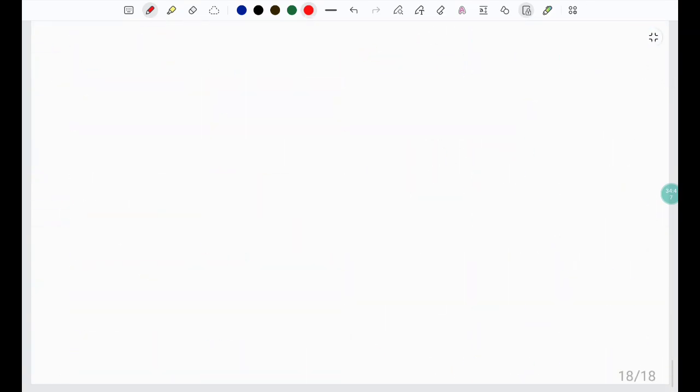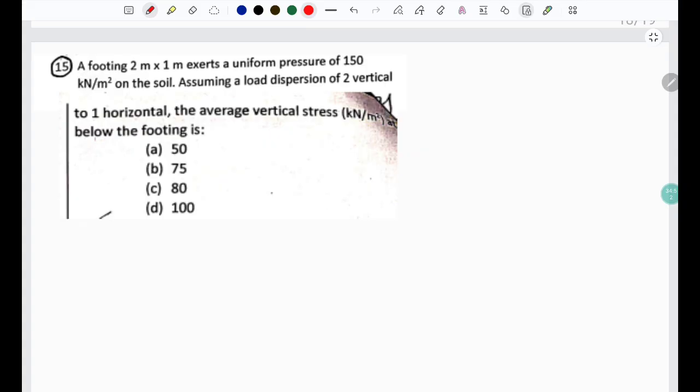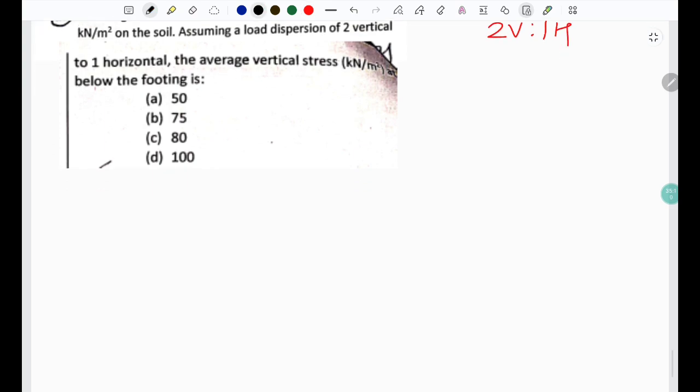Let's see if we have the other questions. No. Let's move on to the next question. So here is another question, that a footing 2 by 2 into 1 meter exerts a uniform pressure of 150 kilonewton per meter square. Assuming load dispersion of 2 vertical is to 1 horizontal, the average vertical stress below the footing. Now let us see the concept. The concept is that of 4-step method.